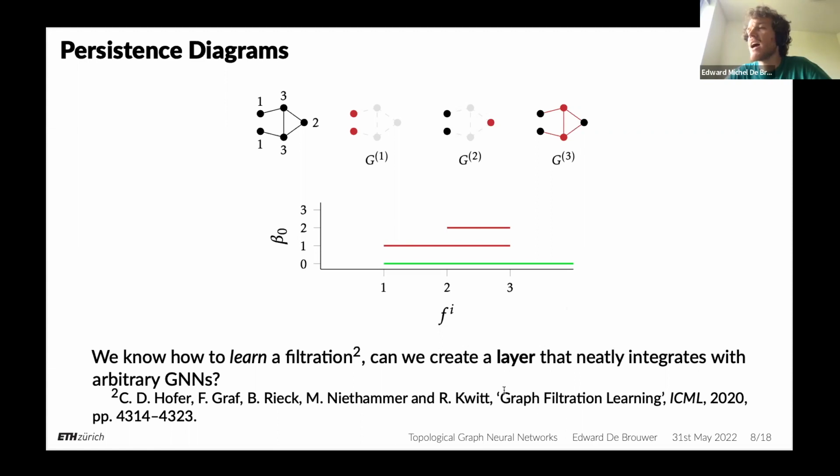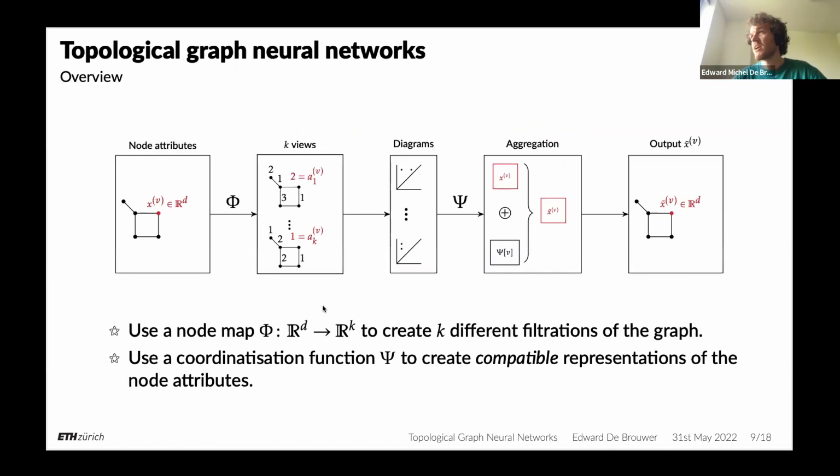So now what we're asking is, can we actually create a layer that would learn a filtration function to compute this persistence diagram and then be stacked at any position in a graph neural network architecture in order to imbue topological information in the flow of information in this graph. And that's what we do in our layer, which is called TOGL. So it's a topological graph neural network layer.